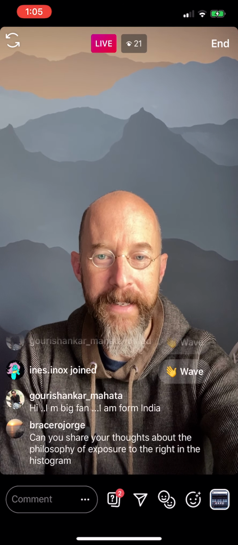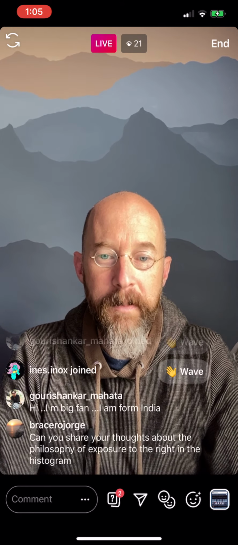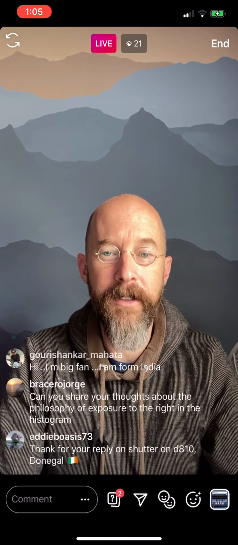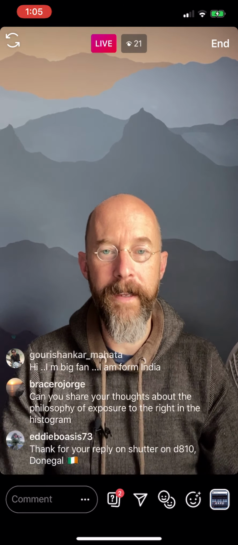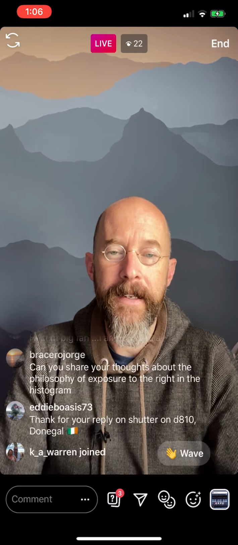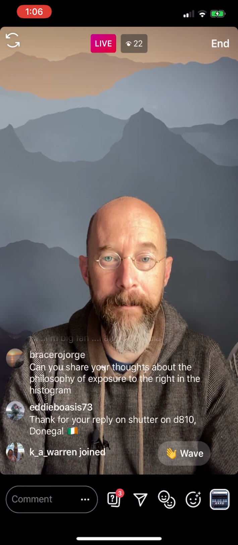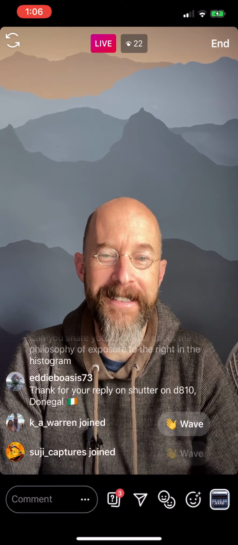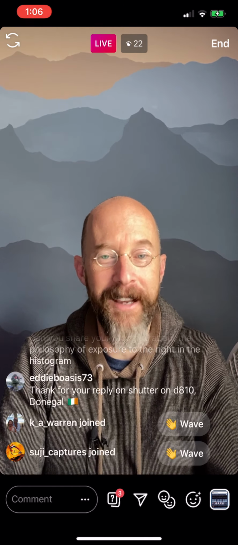Hi, I'm a big fan. I'm from India. Gaurashankar, thank you. Can you share your thoughts about the philosophy of exposure to the right in the histogram? Yes. Histogram photography is very confusing to those who don't know the theory of it. And a lot of times what I find, especially in camera clubs, is that people feel a little bit diminished if they don't photograph using the histogram. Now, I'm going to radically go against the prevailing sentiment with regards to histograms. I don't even use them.